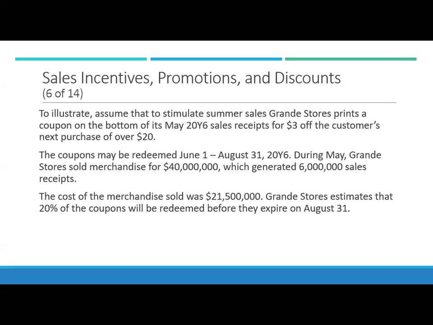During May, during this promotion period, they sold 40 million in merchandise, which generated 6 million receipts. That's 18 million in potential coupon liability. But they're estimating that only 20% of the coupons are going to be redeemed. So they only have to accrue for that 20%. We just make our best estimate at the time in accounting. We don't have to accrue for the whole 6 million in receipts. We make our best guess, in good faith, of 20% of the coupons. And then the cost was 21.5 million.